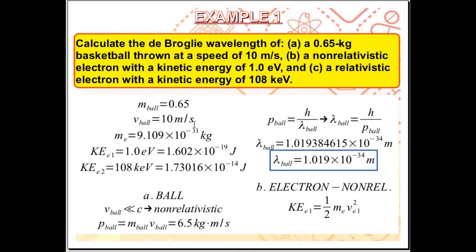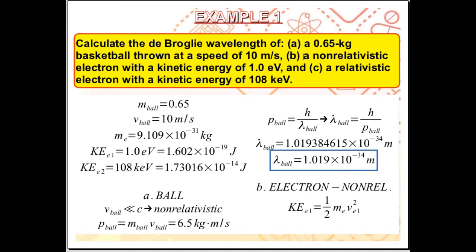So 0.65 times 10. The de Broglie wavelength is given by p equals h over lambda. Rearranging, we have lambda equals h over p. h is a constant, so we know the value of that. And we have just calculated p ball, 6.5 kilogram meters per second. We are able to calculate the de Broglie wavelength of the basketball: 1.019 times 10 to the negative 34 meters.